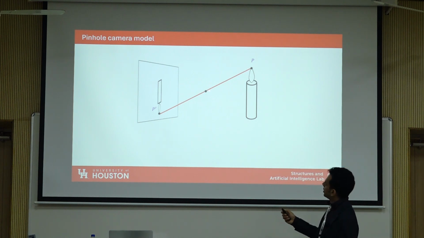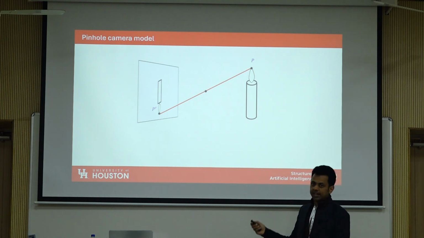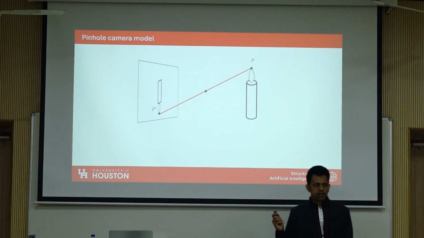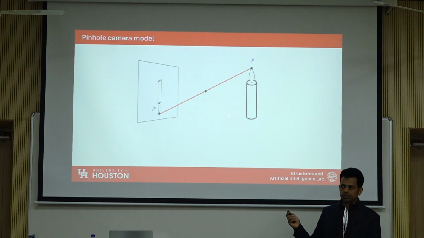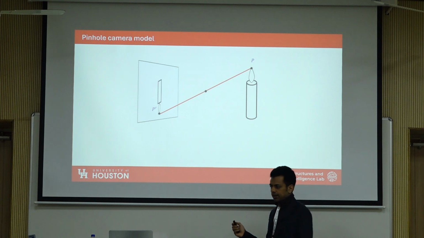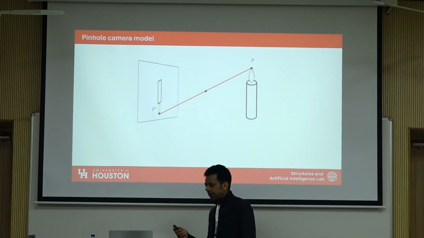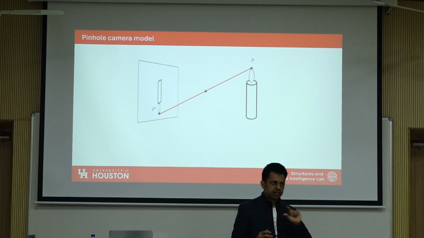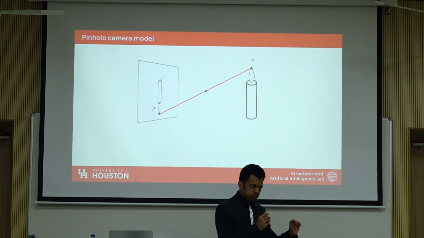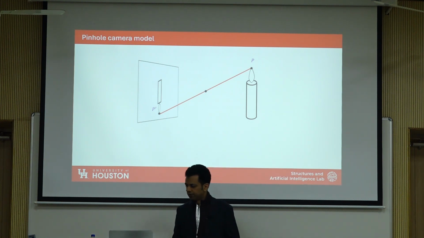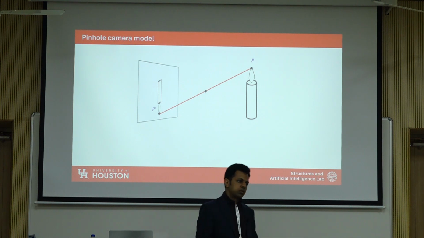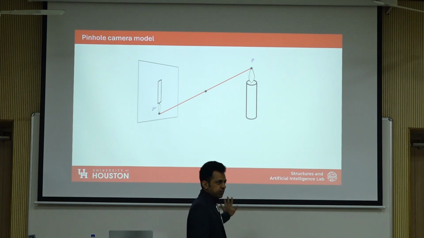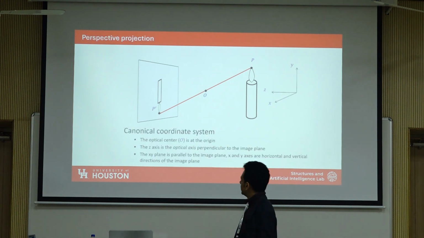So a pinhole camera model allows you to project objects in the real world onto an image plane. Now, there are more sophisticated ways to do this where you can have lenses, and you can further concentrate larger areas into smaller points. But for the sake of today's discussion, we don't need to worry about that. This model is sufficient for us.